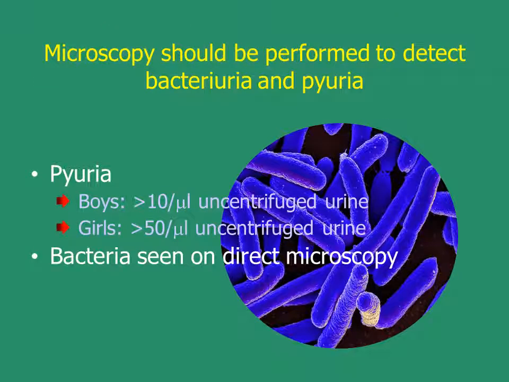Microscopy should be performed to detect bacteriuria and pyuria. The presence of crystals or a significant number of urothelial cells, vaginal cells, red blood cells or white blood cells can mask the presence of bacteria in the urine. Gram stain of a urine specimen has a sensitivity of 81% and a specificity of 83%.